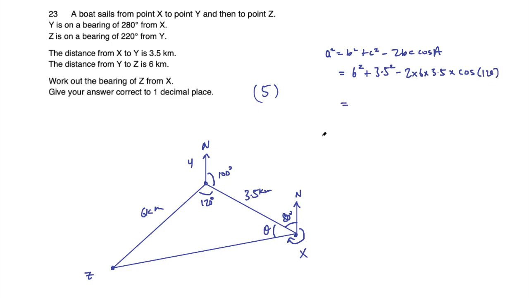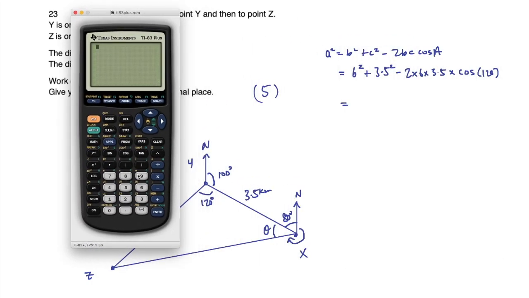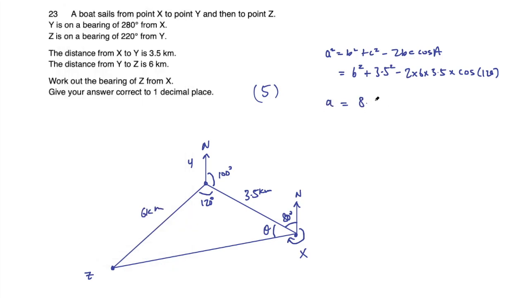Okay, then we get our calculator out and plug that in. So 6 squared plus 3.5 squared, take 2 times 6 times 3.5 multiplied by the cosine of 120. And that gives me 69.25. Remember, that's a squared, so we want to take the square root of that answer. And I get 8.32 and so on. So 8.321, and go ahead and write down all of those decimal places just in case: 8.321658489. So we know the length of this side, 8.32 approximately.